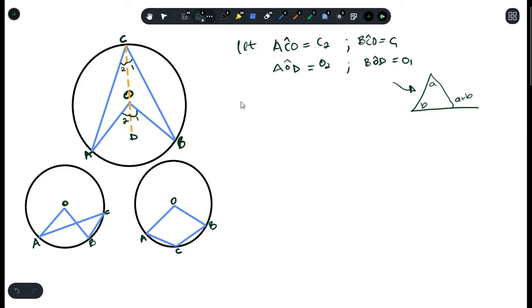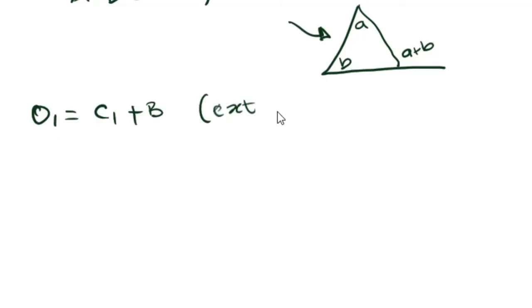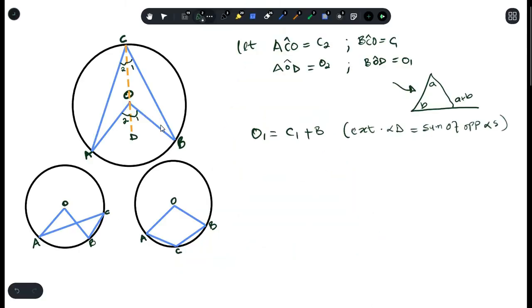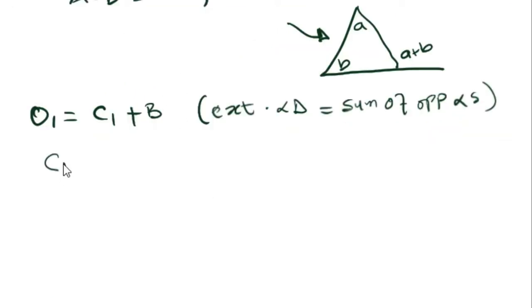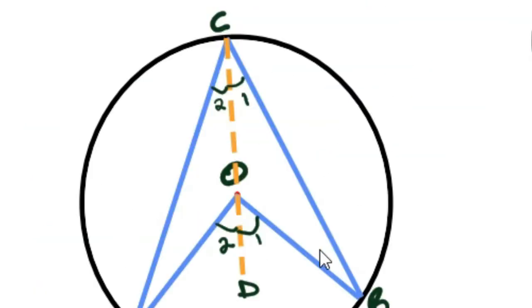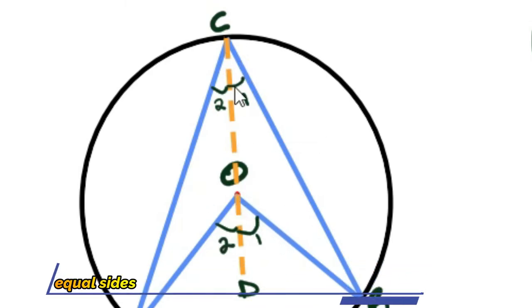So let's start the proof. The first statement is O1 is equal to the addition of C1 here and B1 here, because the exterior angle of a triangle is equal to the sum of the interior opposite angles. The next statement is C1 is equal to B. Now we notice that COB has two lines that are equal. We have OC and OB. They are both radii. And because they are radii, therefore, it's an isosceles triangle.